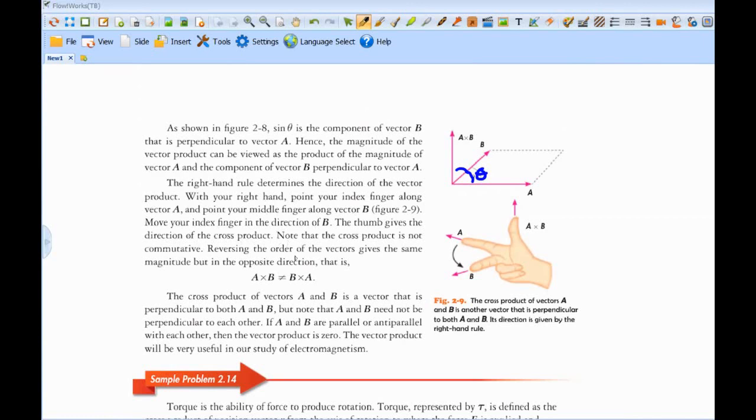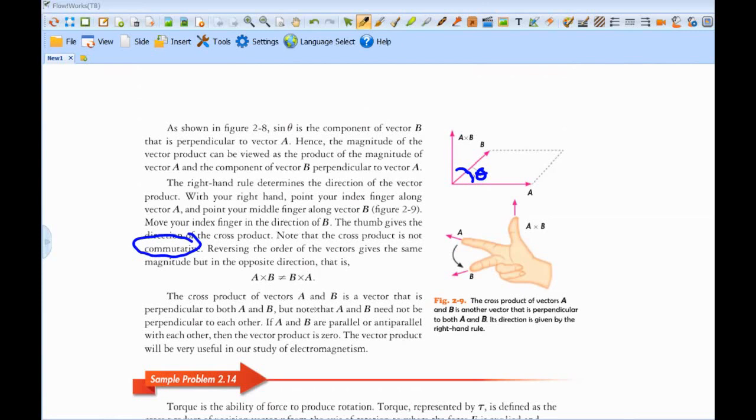Note that the cross product is not commutative. Reversing the order of the vectors gives the same magnitude but in the opposite direction, right? So they are not commutative. When you multiply A times B, it's not equal to B times A because they have different directions.